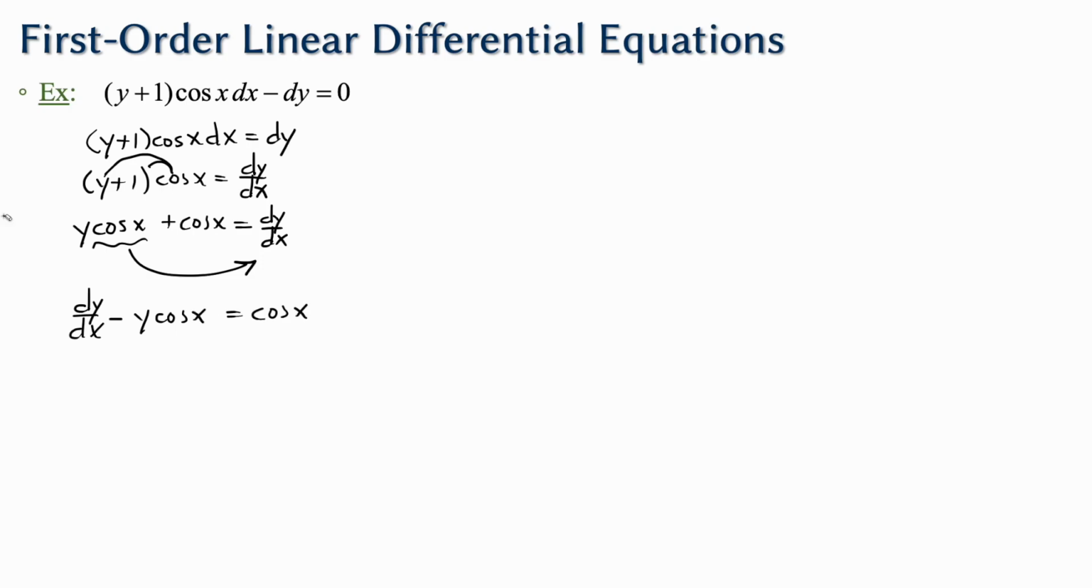And again, this is standard form because I have my derivative, I have a function times y. And by the way, that function of x is negative cosine of x. That's why I'm multiplying times y. And this then equals, again, a function of x.